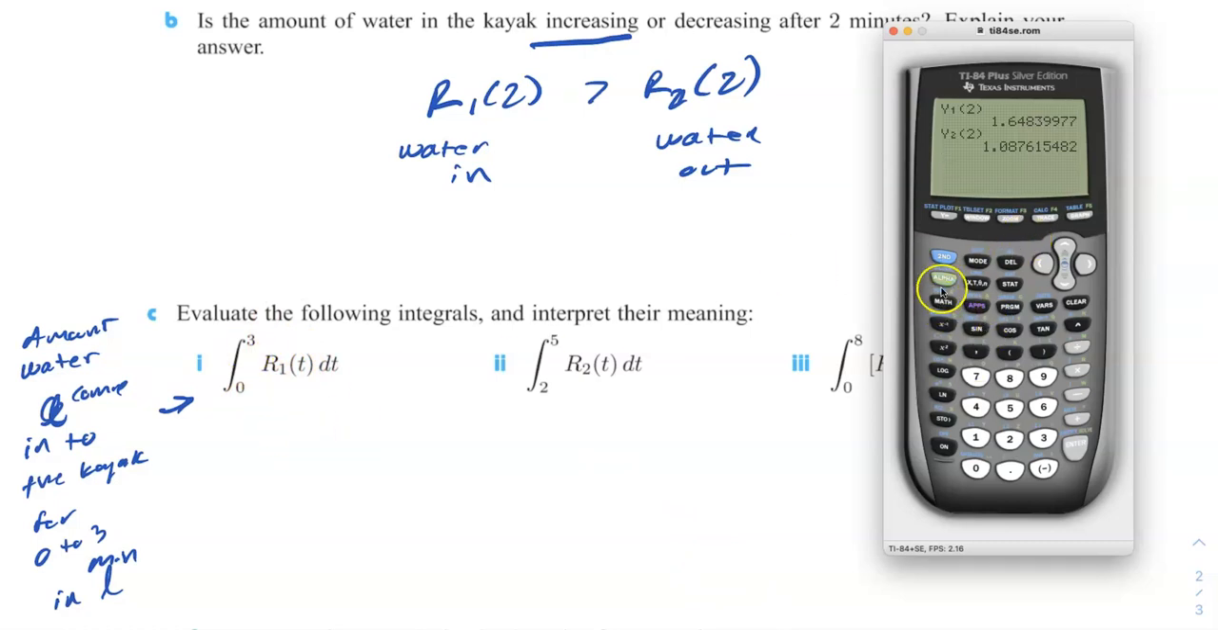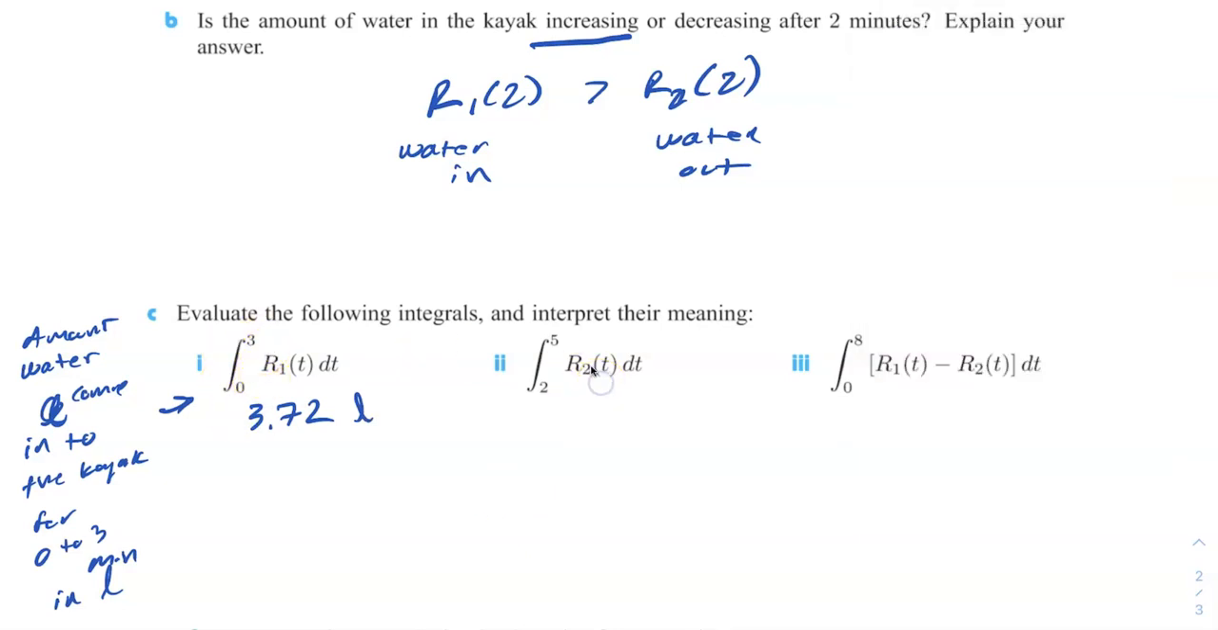And again, on my calculator, I'm going to figure that out. So math 9, we're going from 0 to 3. That's our first equation, or y1. So I'm going to go here, press alpha F4, y1, and then we're going to go here and press X. So 3.72. So it's 3.72 liters of water that have gone into the kayak in the first 3 minutes.